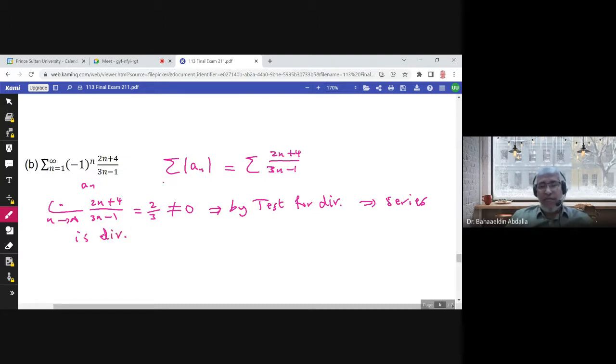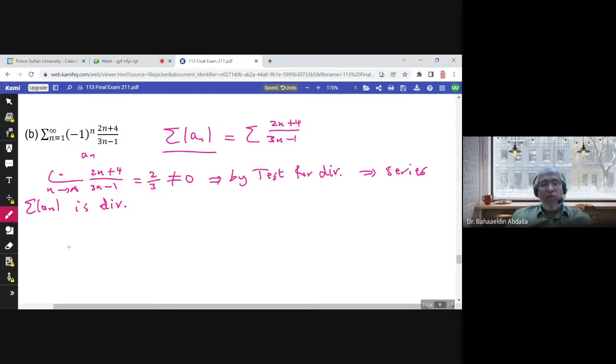So this series is divergent. The series summation of the absolute value of a_n is divergent. So what about this series? Well, then also summation of (-1) to the power n, which is a_n. Okay, just write it a_n.